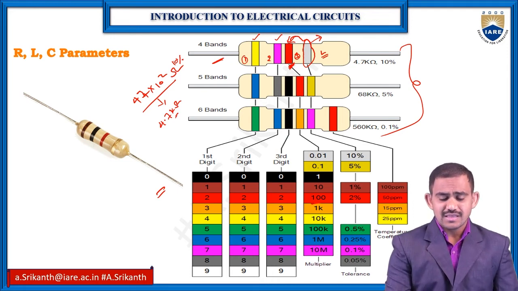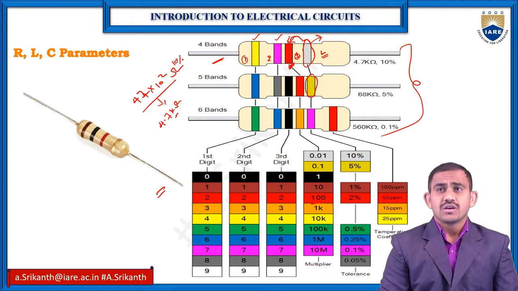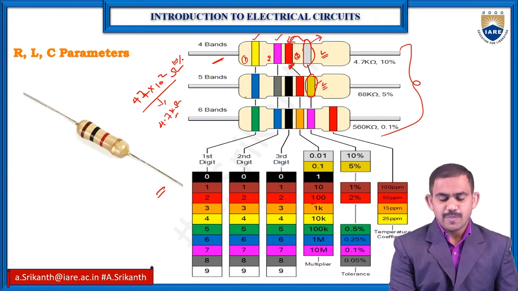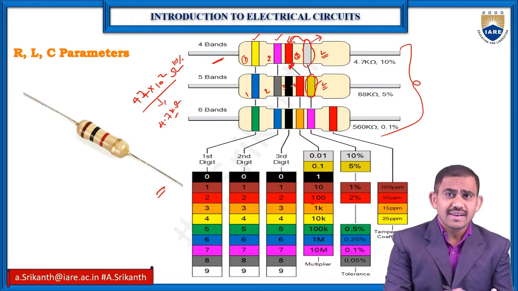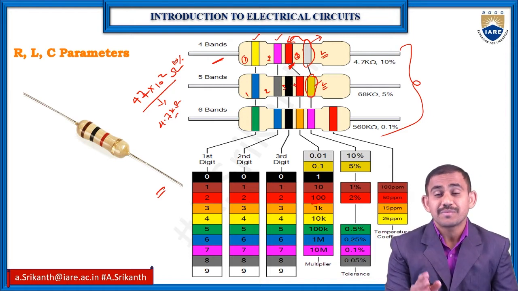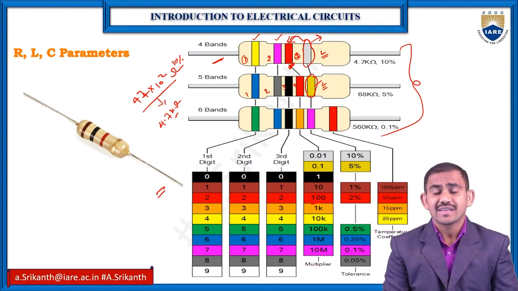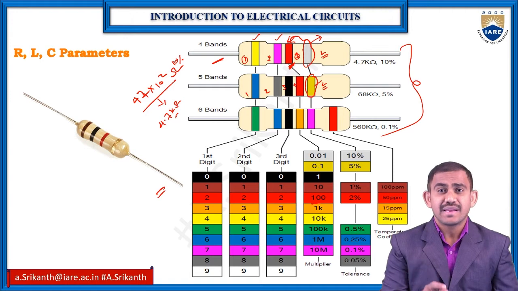Now, which is your tolerance? I think this is the gold one. So the gold one is your tolerance, the last one, and these are the first, second, third and fourth. So before the tolerance, which color we have, that color value is your multiplier value.